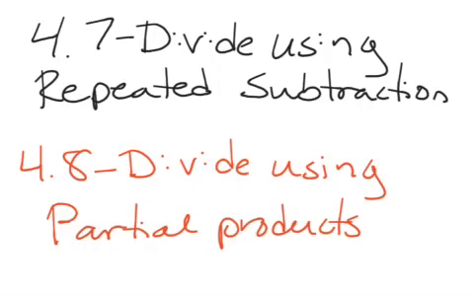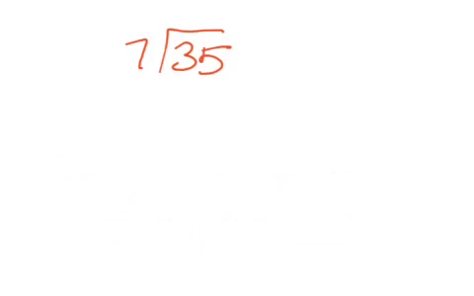So today in class and yesterday in class we talked about dividing using repeated subtraction and dividing using partial products. Let's take a look at repeated subtraction first. Okay, here's a problem. How many times does 7 go into 35, or 35 divided by 7? We're going to use repeated subtraction to solve this problem.